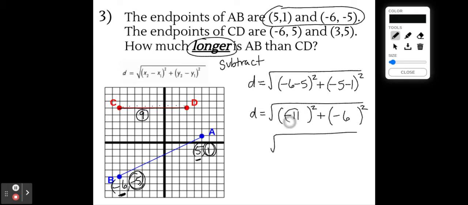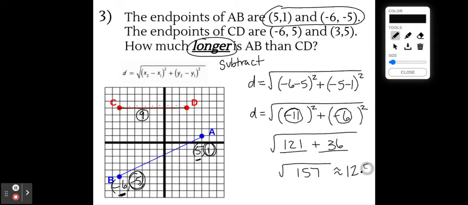Then I take -11 squared. -11 times -11 is a positive 121. You're always going to get a positive number here. And same thing here, -6 squared is -6 times -6. You will always get a positive number here. Then when you add those two together, 121 plus 36 is 157, which is not an exact amount. So let's type square root of 157 into the calculator and go out to the tenths place, and this is 12.5. Okay, so that means that this is a distance of about 12.5 units.